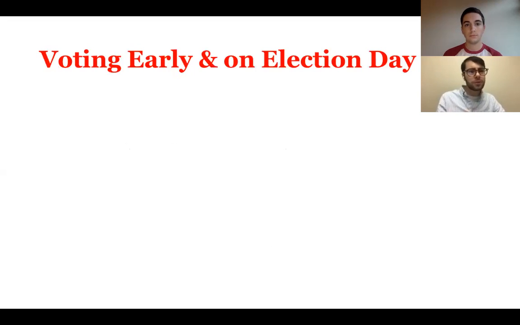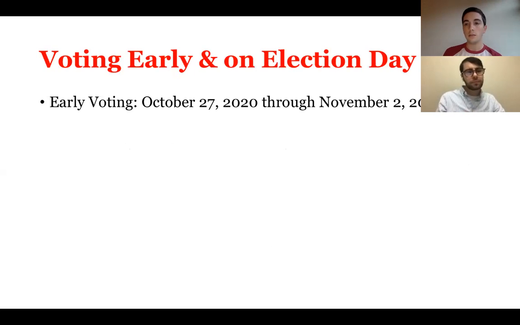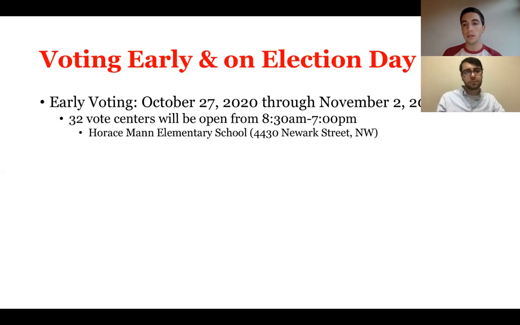So Noah, where can students vote? So students can vote either early or on election day. So if you want to vote early, the polls are open from Tuesday, October 27th through November 2nd, the day before election day. And there are 32 places for you to vote in DC. You can vote at any one of them. But if you're an American University student, your best bet is probably to go to the Horace Mann Elementary School, which is close to the university. And those early voting centers will be open from 8:30 a.m. to 7 p.m. every day.